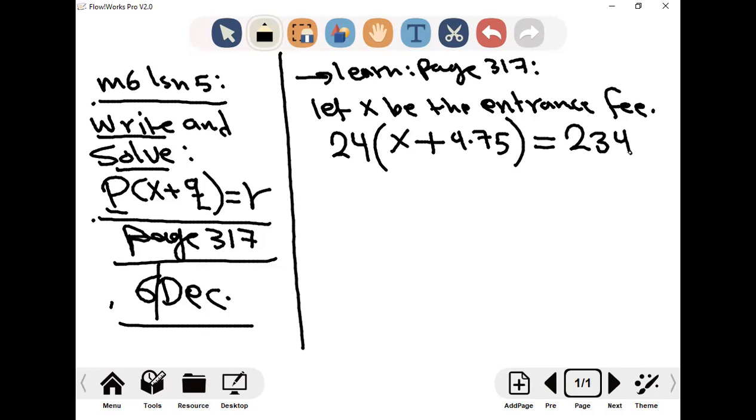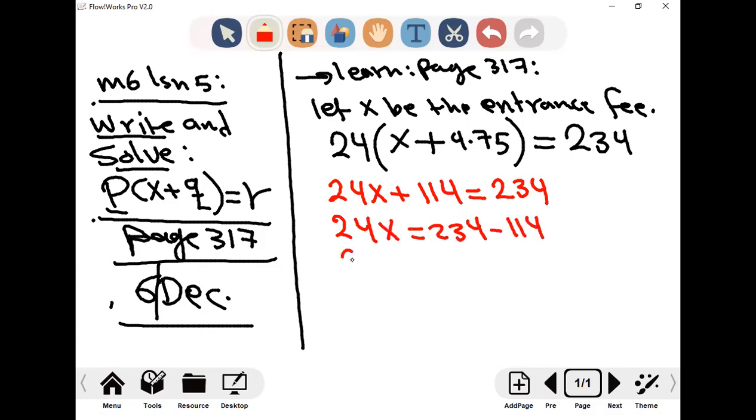Now we want to know the entrance fee, right? So let's distribute as we did in the previous lesson. The rest of the steps, we know them. So here, 24 times x plus 24 times 4.75. I'll use my calculator to save time only. 24 multiplied by 4.75 is 114. So 24x plus 114 equals 234. Now we shift, right? So 24x equals 234 minus 114. 24x equals 120. Divide by 24 on both sides. x will be 5.